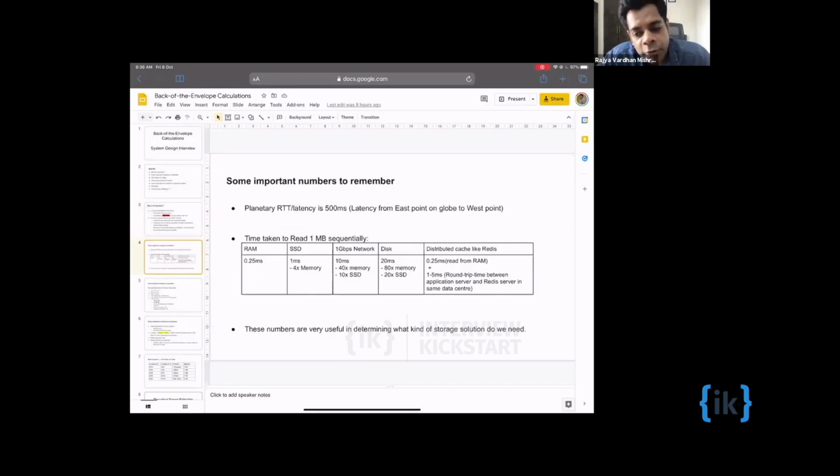Okay, some important points to remember. So first one is the planetary round trip time, RTT, or the latency, is 500 milliseconds. So these are approximate numbers. It could be 400, it could be 600, or it depends on various other factors like what kind of network you are using. But we can take this 500 millisecond number as a rule of thumb, and we can use it during the interview.